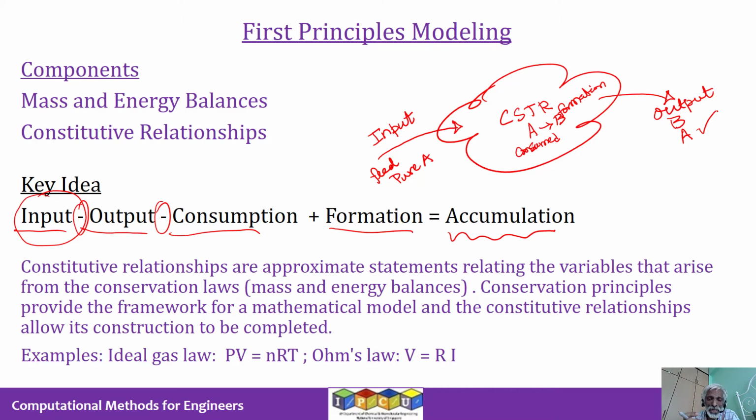Now if you look at species B, B does not feature in the input, so in the input it will be 0. But in the formation it will feature heavily because B is formed out of the chemical reaction. B will not feature in the consumption term because B is not consumed within the reactor. So B will not feature in the input term, it will not feature in the consumption term, but it will feature in the formation term and in the output term.